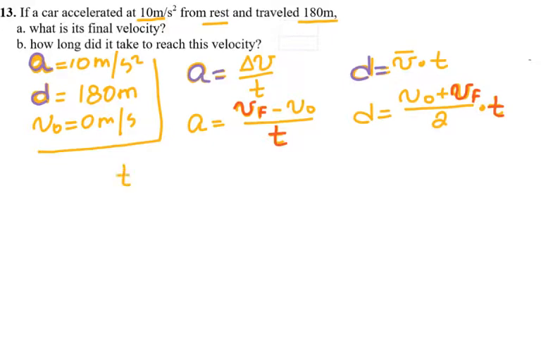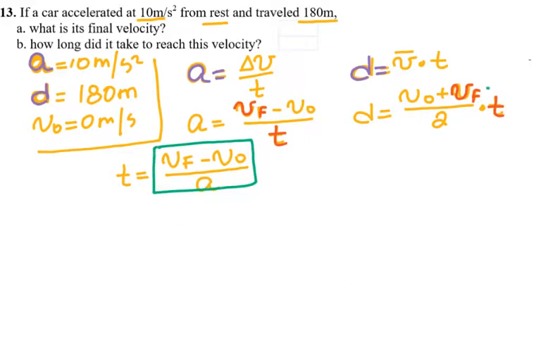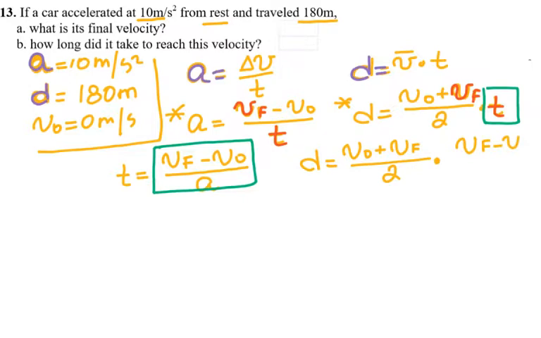So what I'm going to do is solve my acceleration formula for time. So I have the final velocity minus initial velocity, divided by the acceleration. And then I will take this time and place it instead of the time into my distance formula. I'm going to use the substitution method to solve a system of two equations. So I have two equations and two unknowns. I'm going to plug it in, and I have distance is equal to initial velocity plus the final velocity divided by 2, times the final velocity minus initial velocity divided by acceleration.